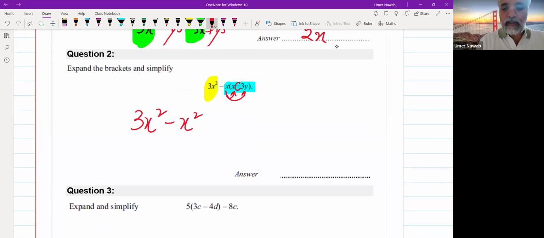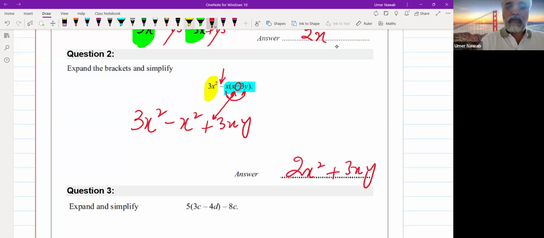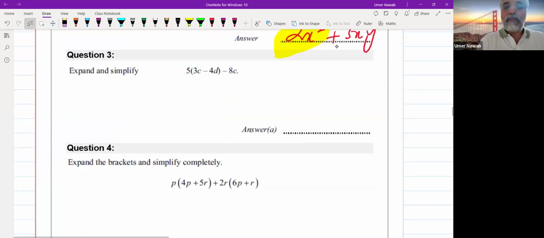Then I write x times x is x squared. And this negative sign will change to the positive sign because outside you have a negative sign. So x times 3y is 3xy. Final answer is 2x squared plus 3xy. As you guys see, 3y squared minus x squared will end up with 2x squared.